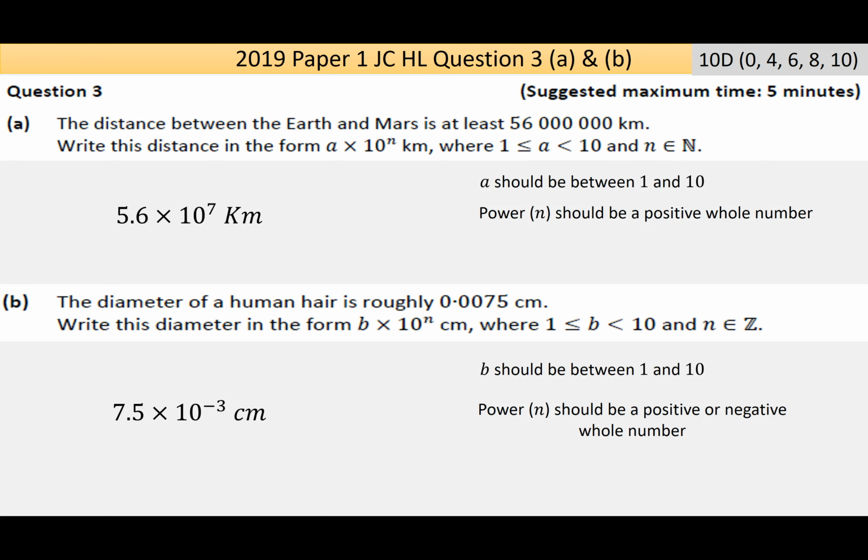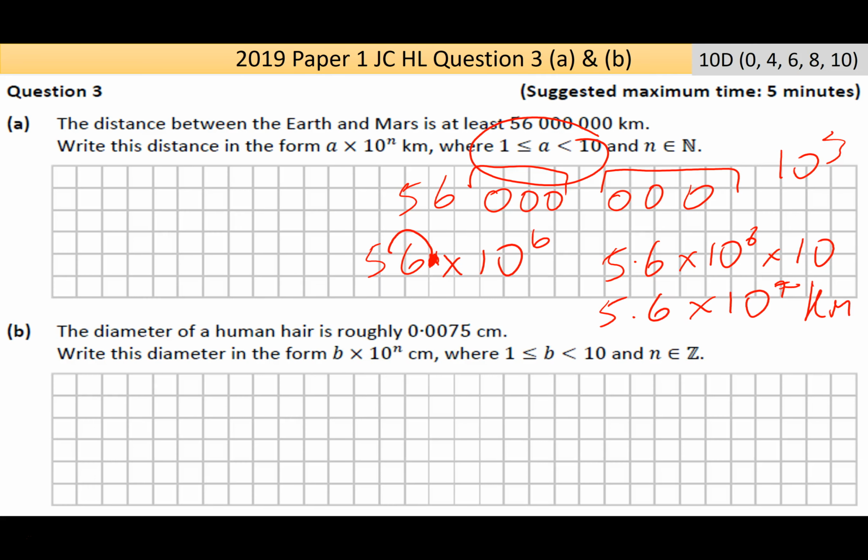Now I just went straight to the answer here. If you put that in the calculator, you'd probably be able to press the exponential button. I just don't have a calculator loaded up at the moment on the tablet to show that. So part B says the diameter of a human hair is roughly 0.0075 centimeters. That's a very small number. We're asked to write this diameter in terms of something by 10 to the power of something.